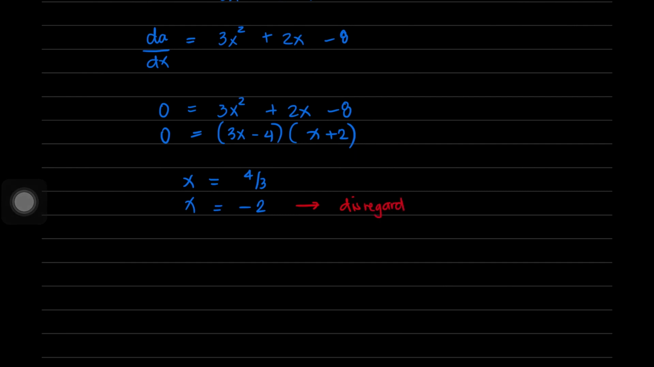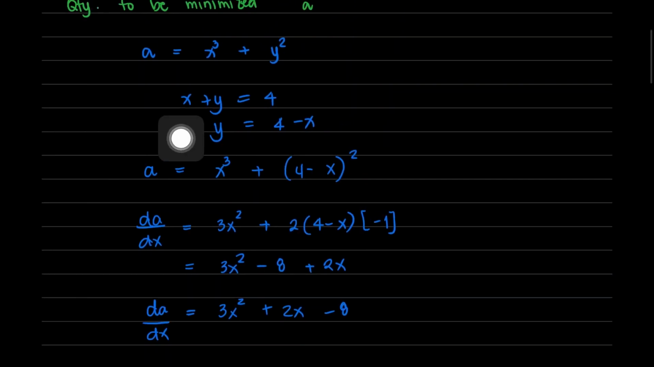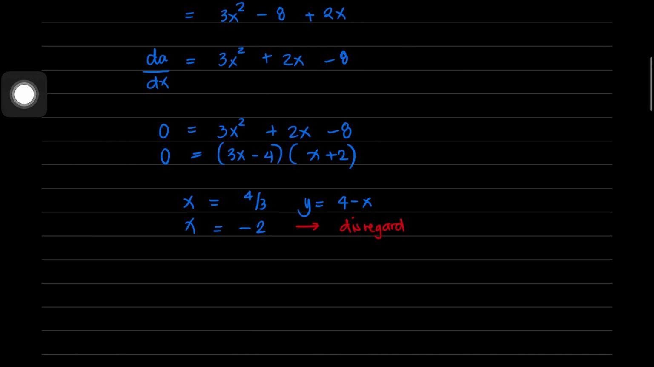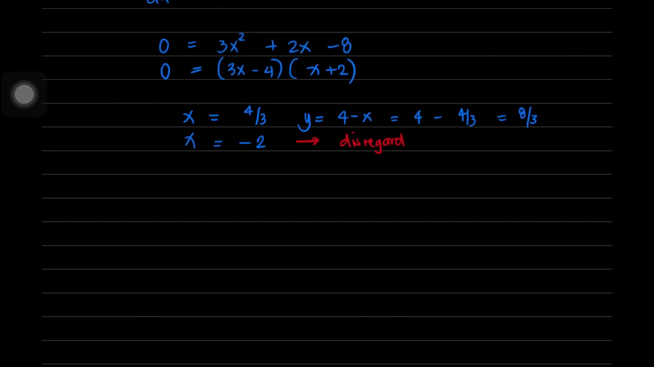Alright, so because x and y are positive numbers, and if x is equal to 4 over 3, and y is equal to 4 minus x, alright? So from this equation, y will now be equal to 4 minus 4 over 3, which is equal to 8 over 3. Right? So the value of x is 4 over 3, and y is equal to 8 over 3.